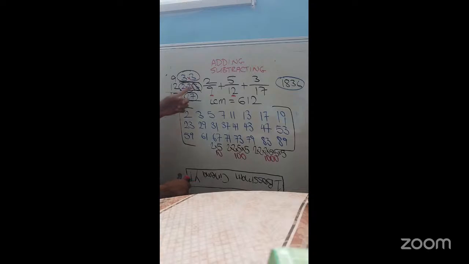Because we eliminated that 3. And technically that makes sense. Because if we multiplied everything, we'd end up with this. If we divide this by 3, we end up with this number.